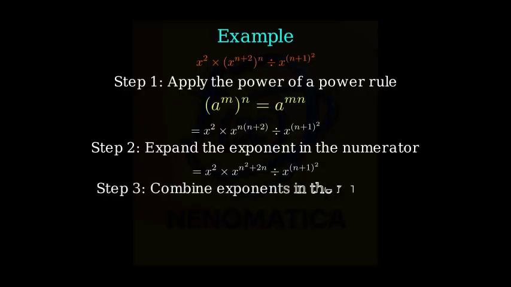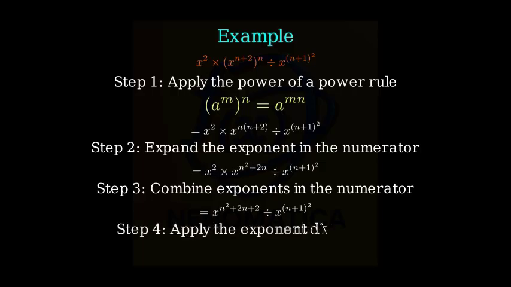Step 3. Now, let's combine the exponents in the numerator. We have x squared times x raised to the power n squared plus 2n. Using our multiplication rule, we add the exponents. 2 plus n squared plus 2n, which gives us x raised to the power n squared plus 2n plus 2.